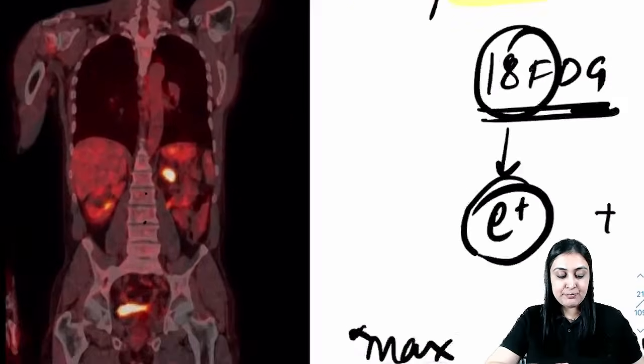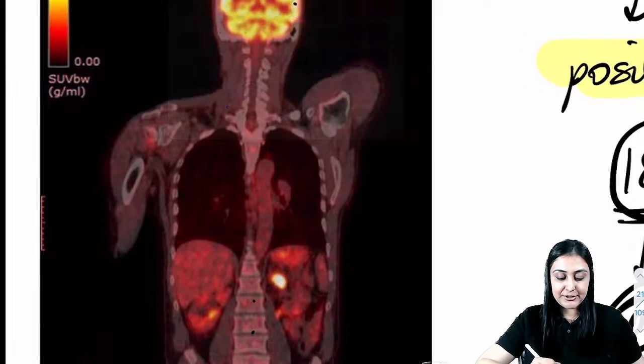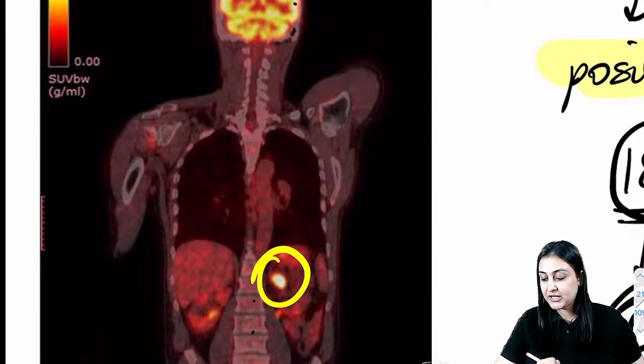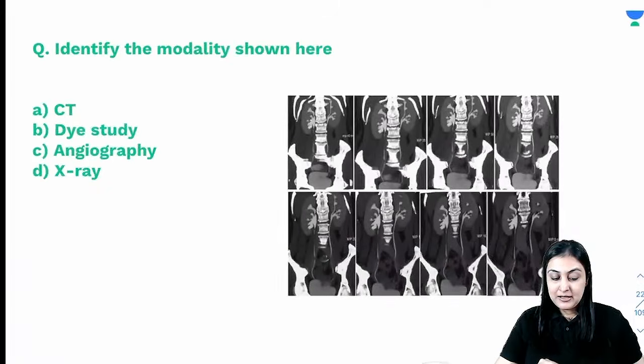But any other spot, like in this case, here there is a hotspot, this is your likely site of tumor, right? So this is how we pick up malignancies. All right, so this is about PET CT. Understood? So that is done.